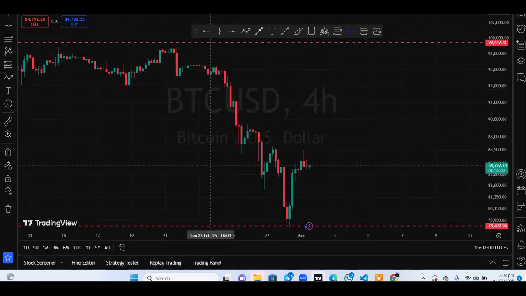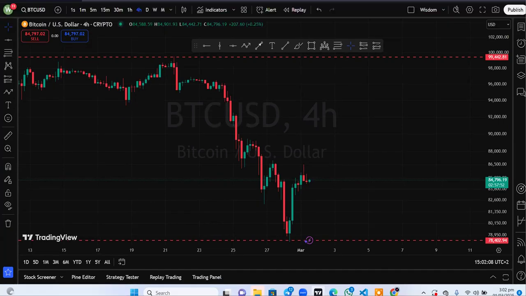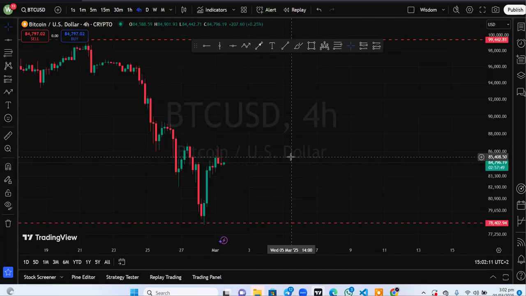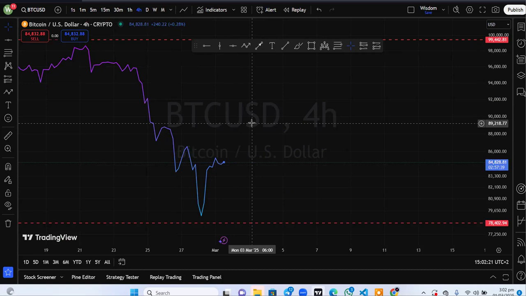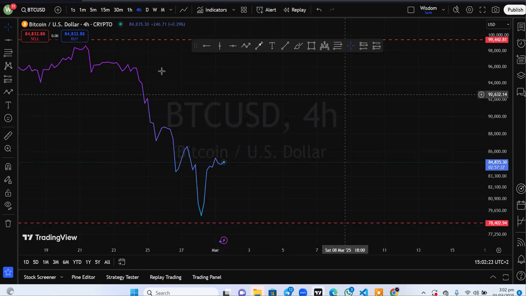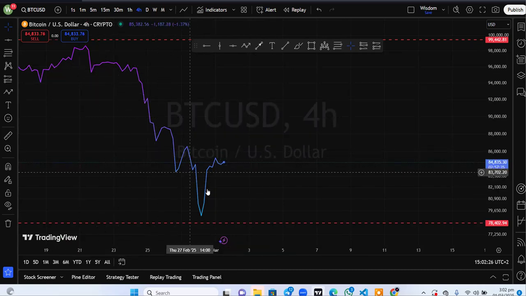Okay, there are other types of candlesticks. Each type has its own way of how it looks, what it represents, and also its wick. So let's try to look at other types of charts. Let's look at the line chart.